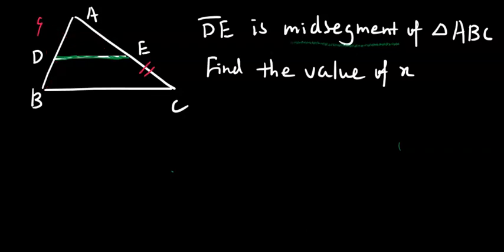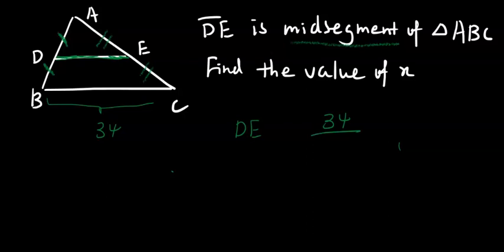I'm going to erase this. Actually, I want to keep these tick marks here. 1, 1, and 2, 2. Okay, let's say this time I'm going to give you BC. BC is 34. Can you give me the length of DE? Did you say I'm going to use 34 divided by 2? That's 17. Alright, so simple, all makes sense, right?